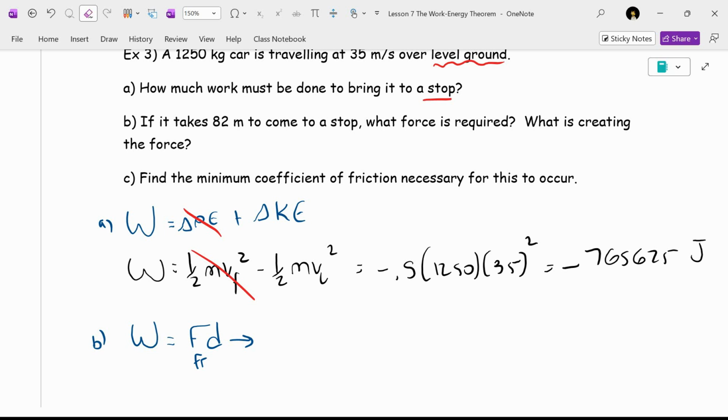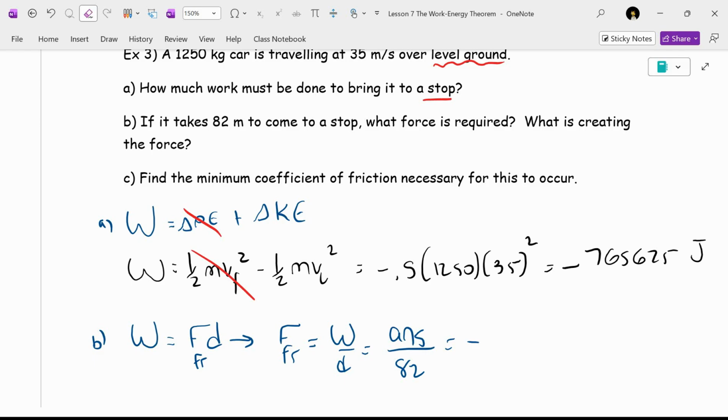Or as we like to say, divide. But you're correct. It's going to be work divided by distance. It's going to be your answer from part A divided by 82. You're going to get a negative answer. This negative, because force is a vector, is telling you a direction. Michaela, if the car is going forward, which way must the force be pointing to bring it to a stop? Be stupid obvious. That's what the negative is here.